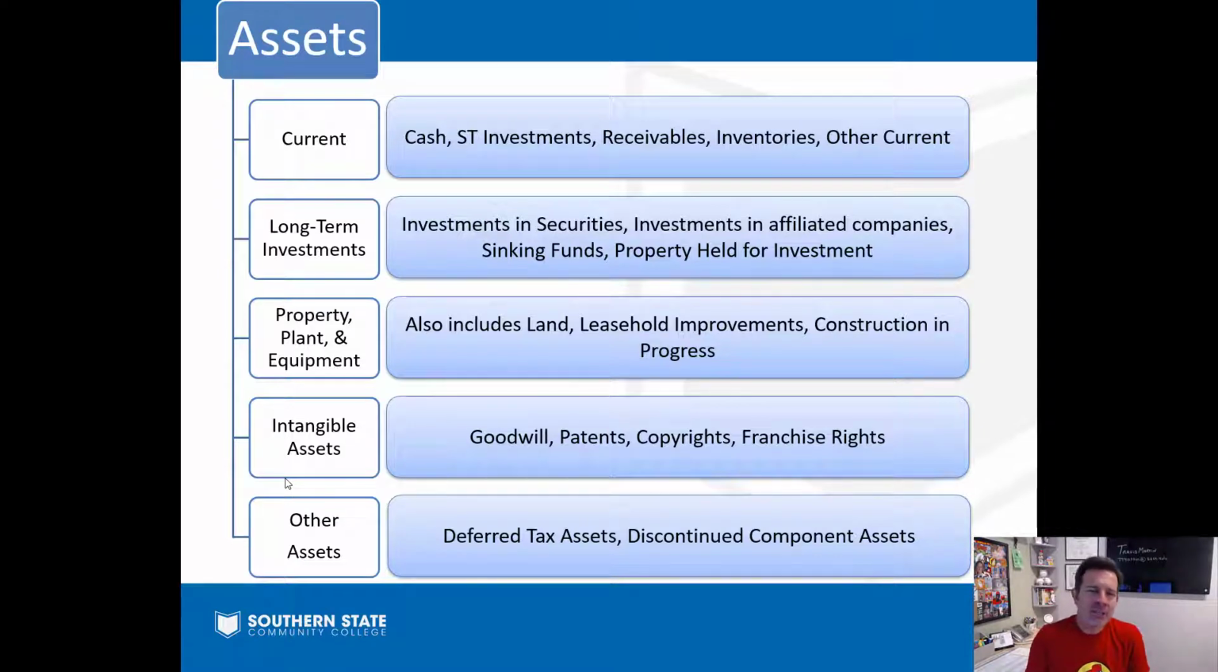And then finally, we have just kind of a dumping ground catch-all category of other assets. These are assets that didn't really fit into our other classifications. There may be things like deferred tax assets, where we have a benefit tax-wise that is due to us from the government. Maybe discontinued component assets. We've discontinued a segment. We haven't sold off the assets yet, but we're not using them. They're just sitting there. So we need to take them out of the other parts of our classification and move them. And that's kind of the idea.